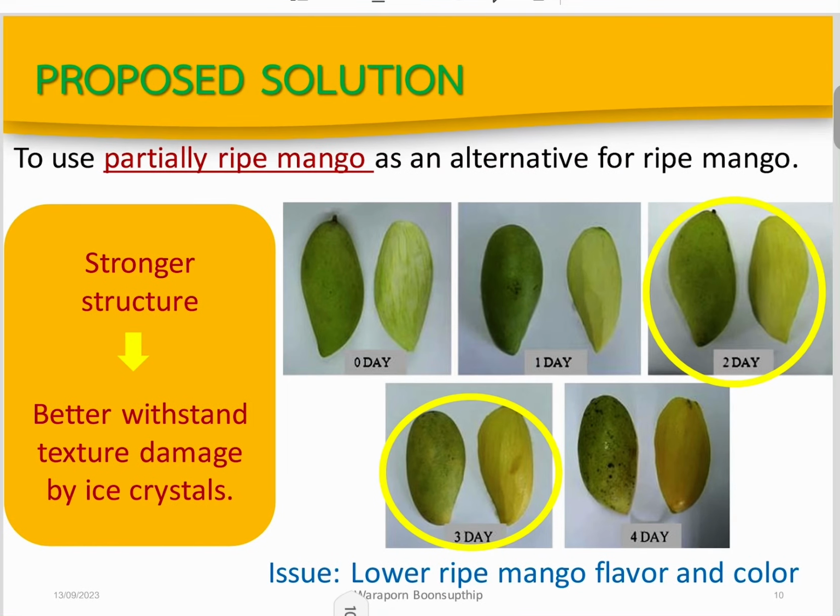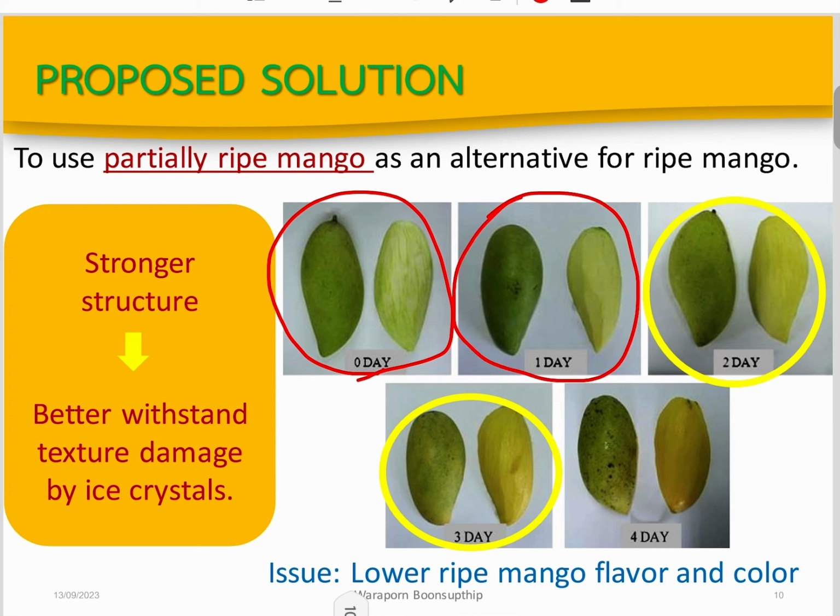So we proposed a solution using a vacuum impregnation technique. But before using that, we also have to manage the ripening process of the mangoes. We found that we can divide the mango ripening process into several days. The first day, day 0, begins with the green mango.